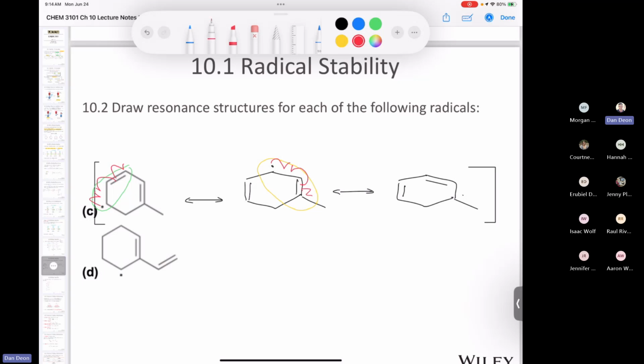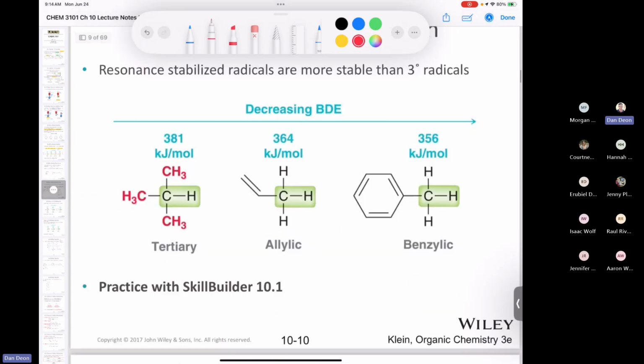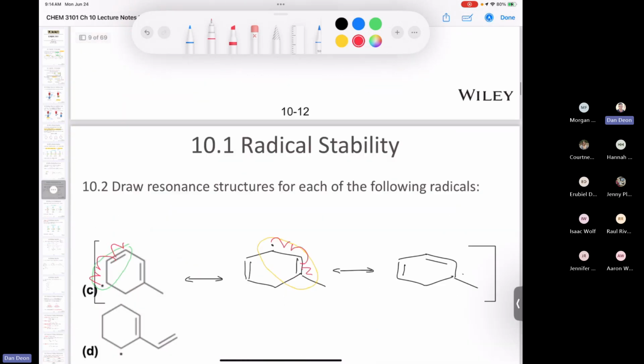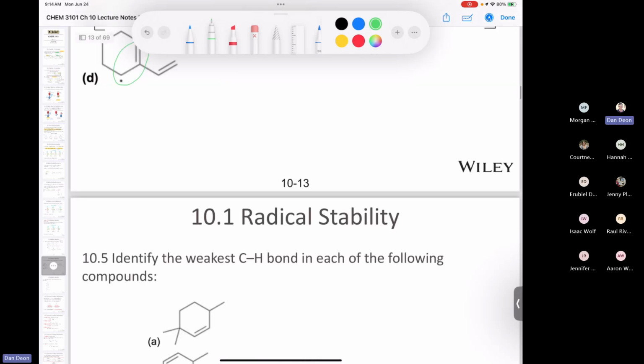So we'll come back to D later on, but I want you to give D the old college try with trying to draw the fish hook arrows, okay? Hopefully you can all recognize the allylic radical is right here, but I want you to give that a shot, and then we'll come back and take a look at that one again later on.